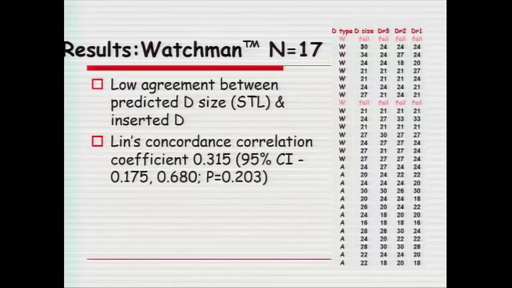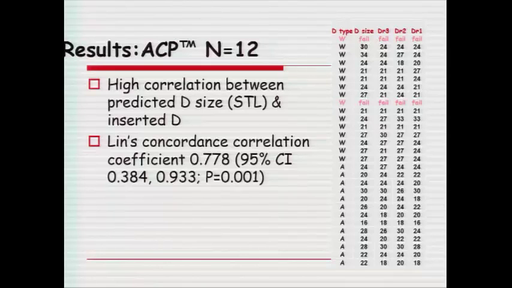In regards to the Watchman devices, there was low agreement between the predicted device size using the STL model and the inserted device size, with a Lin concordance coefficient of 0.315. However, when looking at the Amplatzer plug device, there was very high correlation between the STL models and the actually inserted device size, with a Lin concordance coefficient of 0.778.